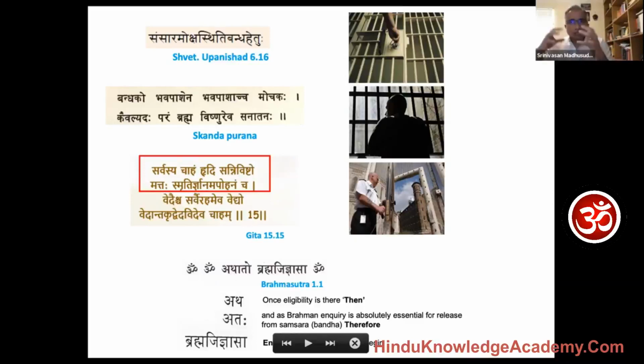That particular verse, Atataha, is a big Sanskrit word that can be split in various ways. We can spend time discussing this later, but by and large, you split it into Ata, Ataha, and Brahma Jignasa. Brahma Jignasa is easy: inquiry into Brahman. Ata means then, Ataha means therefore. So once there is eligibility, then, and as Brahman inquiry is absolutely essential for release from samsara or bandha, therefore inquiry into Brahman shall begin. That is the core essence of this sutra, but this is called Jignasya Adhikaranam.